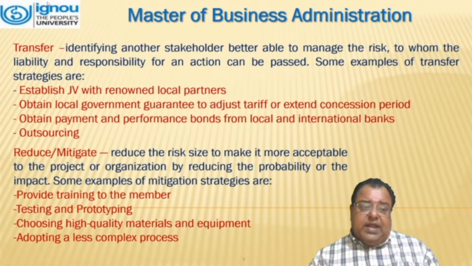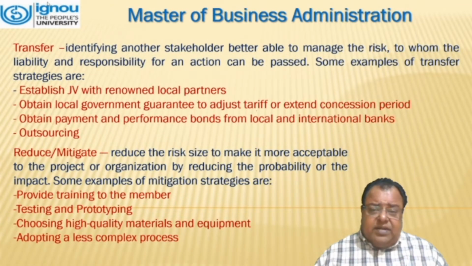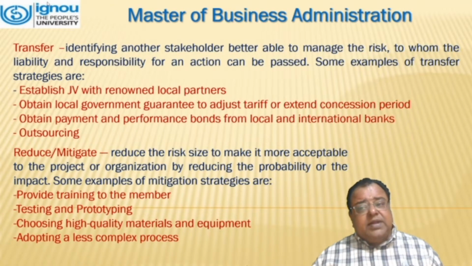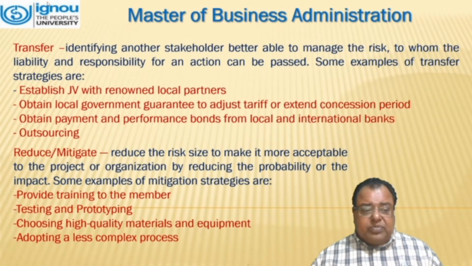The second one is transfer: identifying another stakeholder better able to manage the risk, to whom the liability and responsibility of an action can be passed. Some examples of transfer strategies are: establish a joint venture with a renowned local partner, obtain a local government guarantee to adjust tariff or extend concession period, obtain payment and performance bond from local and international banks. And the fourth one is outsourcing.